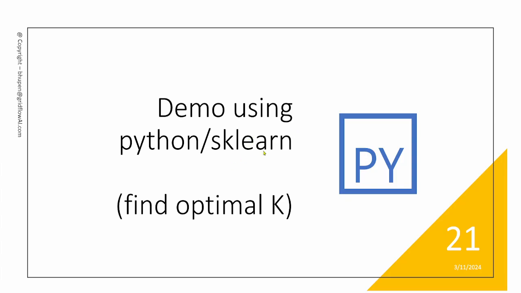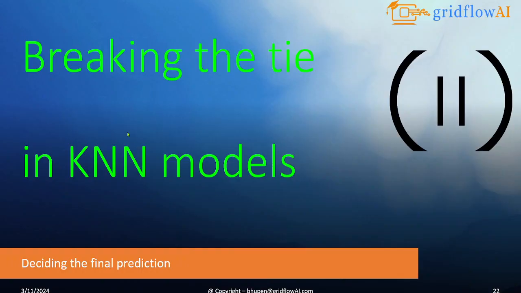So that was the quick demo on the techniques for finding the optimal value of k. In the next video, we'll talk about the issue of having ties and how KNN or other machine learning models handle the issue of tie.